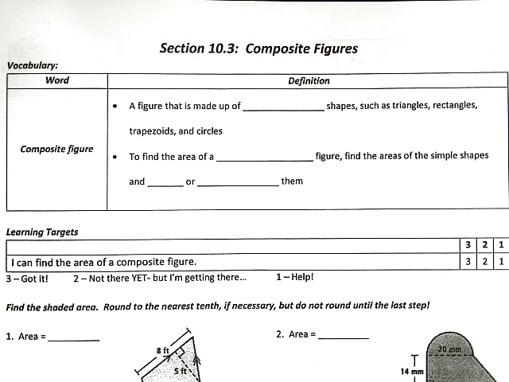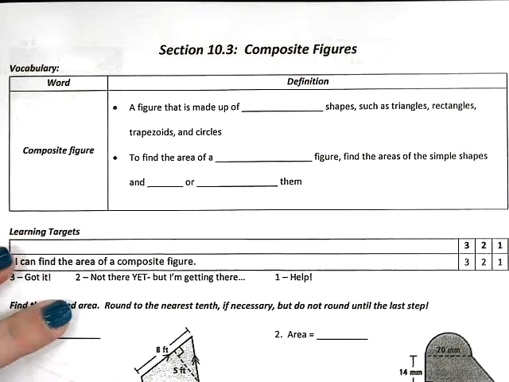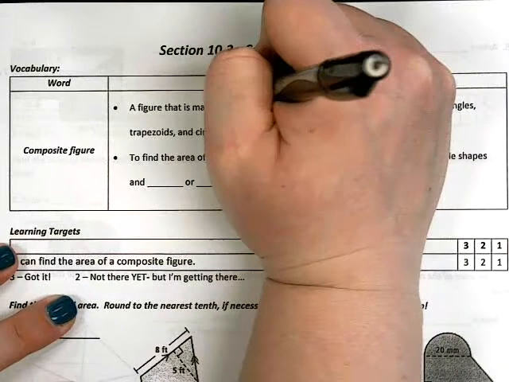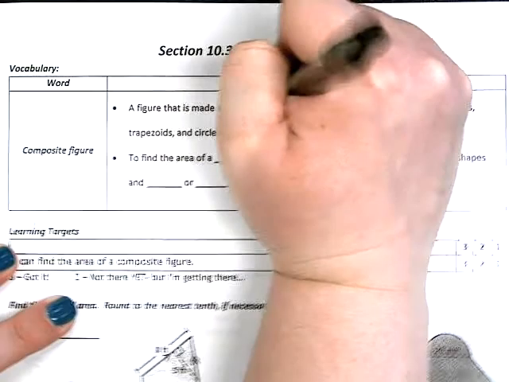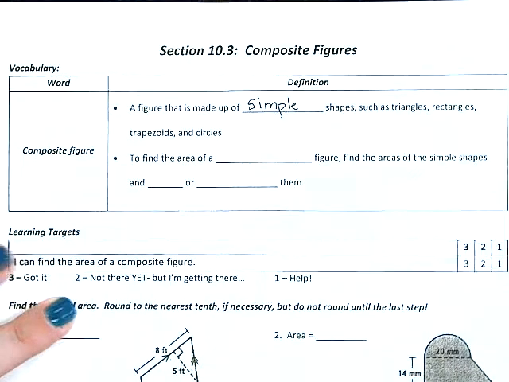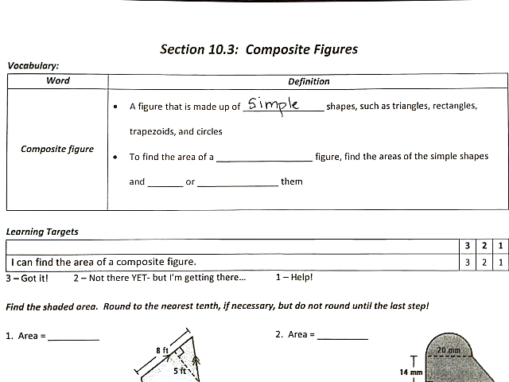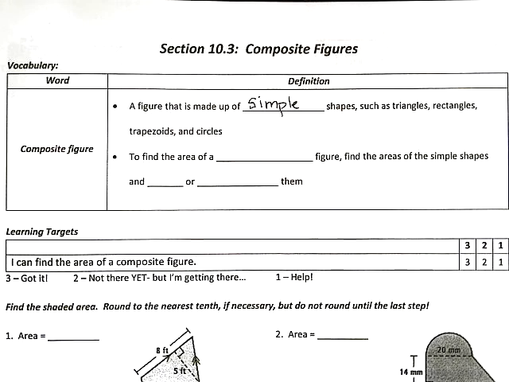Hey guys, so we are moving on to section 10.3, which is all about composite figures. A figure that is made up of simple shapes, such as triangles, rectangles, trapezoids, and circles. So essentially we're taking a bunch of shapes that we've already found the area of and we're putting them together. That's what a composite figure is.